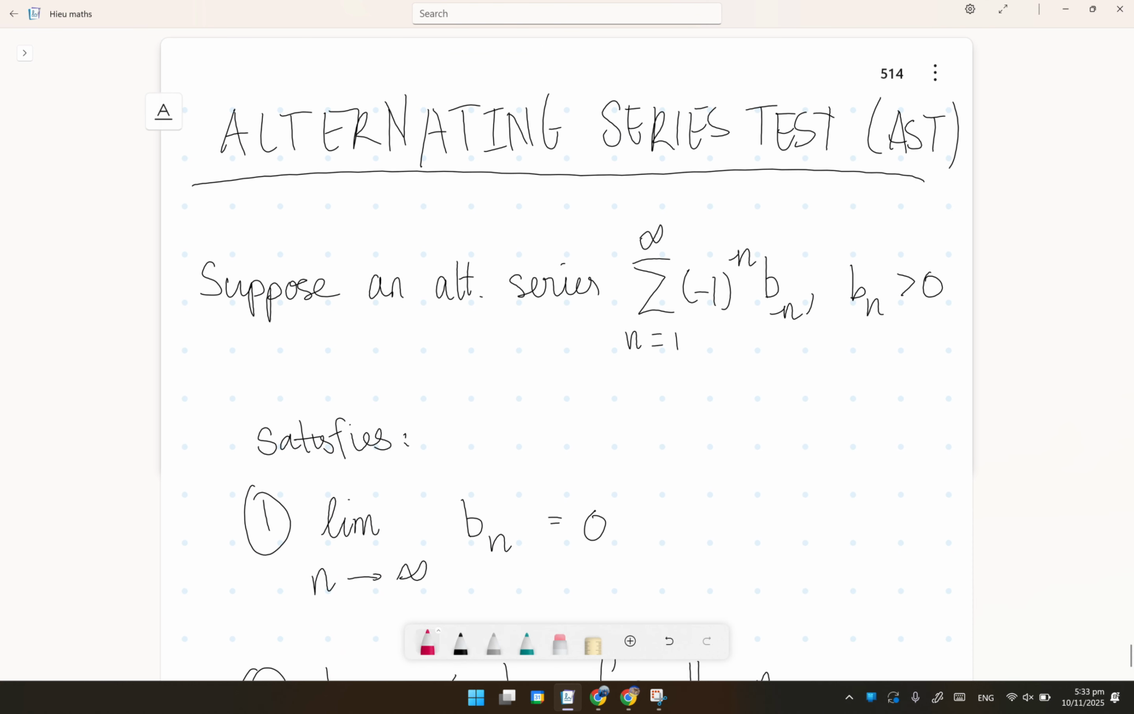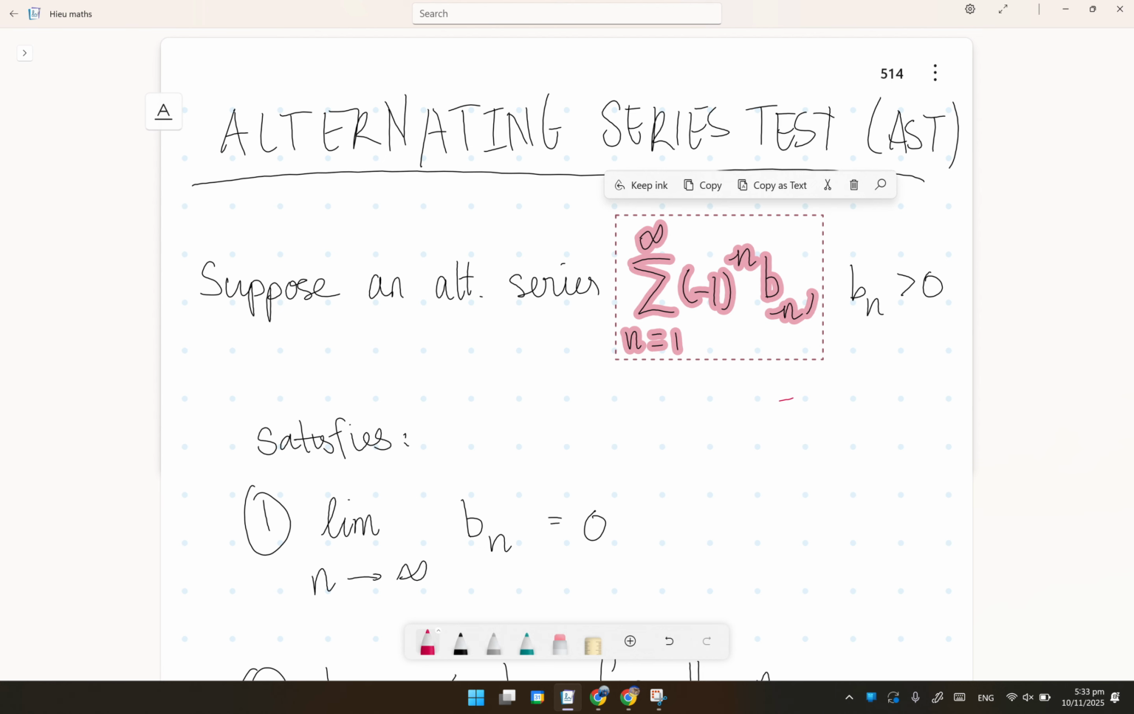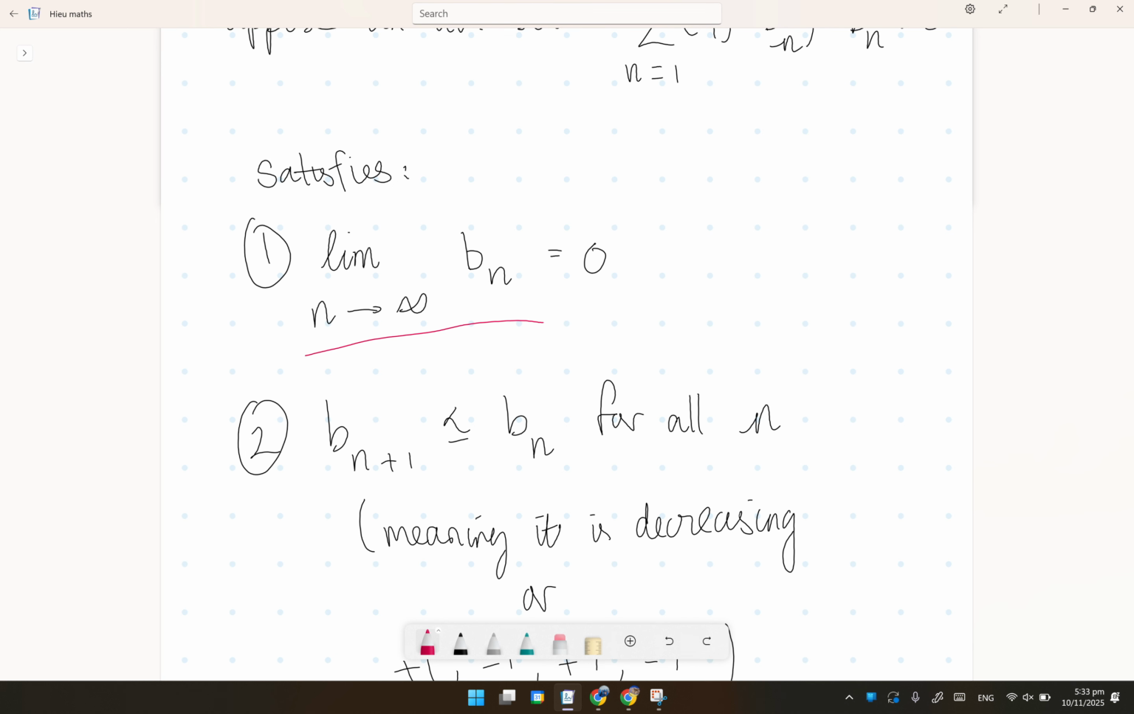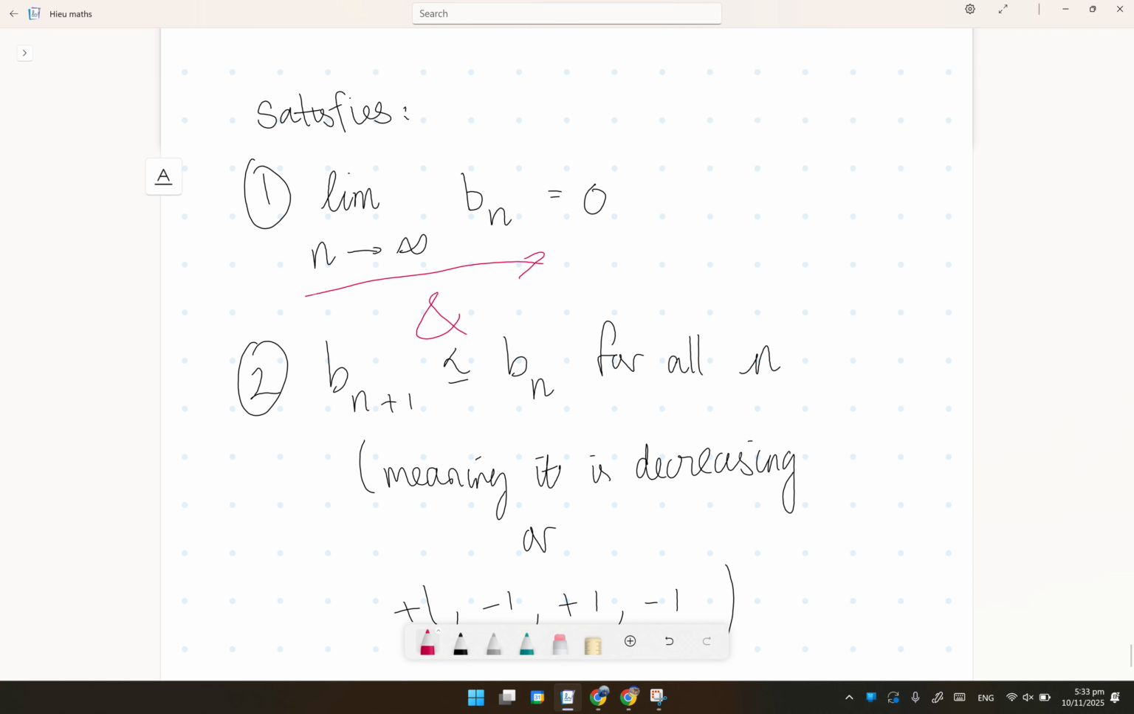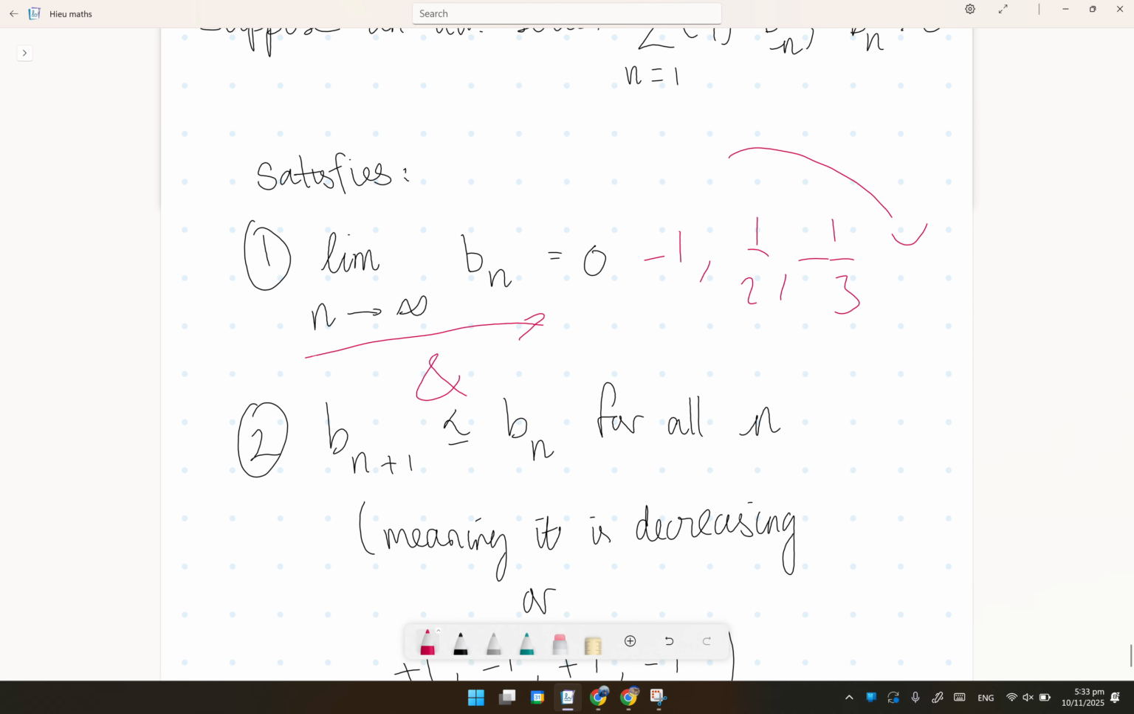And the alternating series test tells us that if you have an alternating series of this form, what you want to be looking at is bn. If the limit of bn as n goes to infinity is equal to 0, and bn plus 1 is less than bn, which just means that if it's 1, then 1 over 2, then 1 over 3, so 1 is larger than 1 over 2, and that's larger than 1 over 3, it basically means it's a decreasing series. And we're going to show how that works.